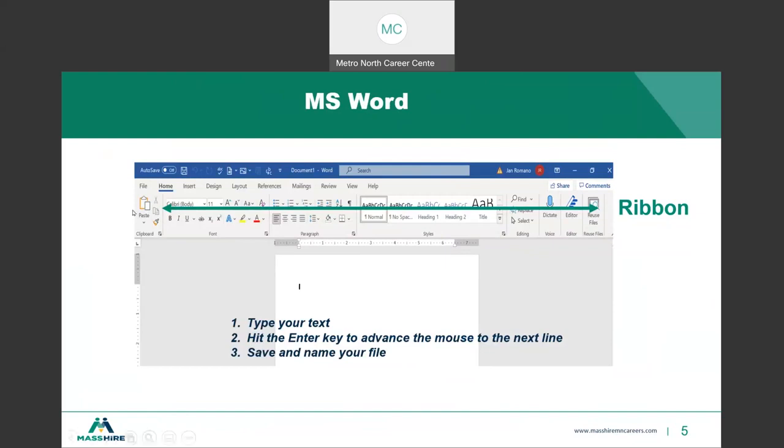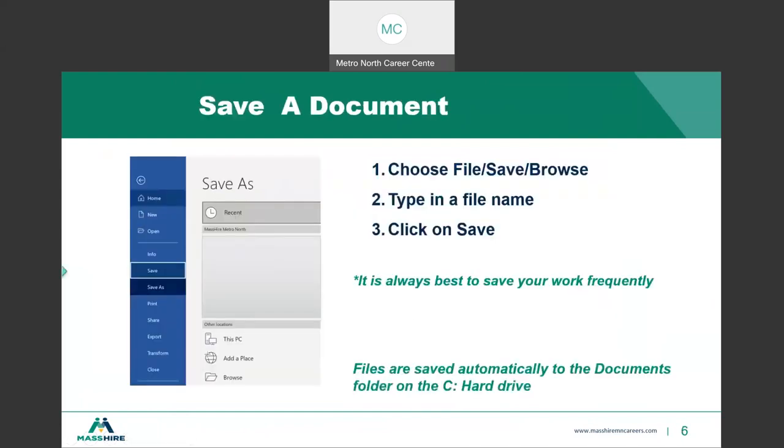We have a lot of tutorials, lots of trainings on this ribbon and how to use Microsoft Word, but you're basically going to type your text, hit enter to advance the mouse to the next line, and then save your file. So how do you save your file? Well, saving a file is going to be these 3 easy steps. You're going to choose File, Save, and then Browse.